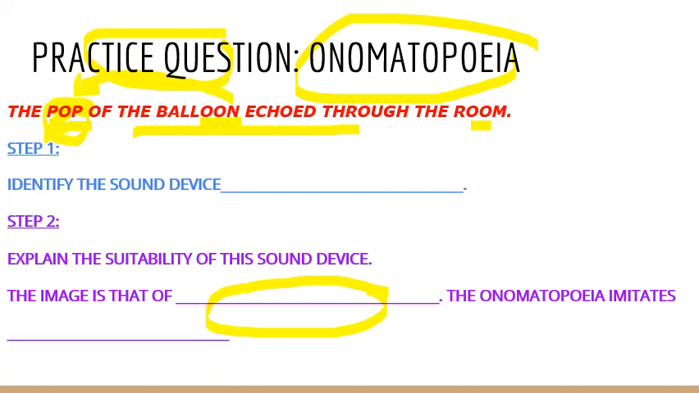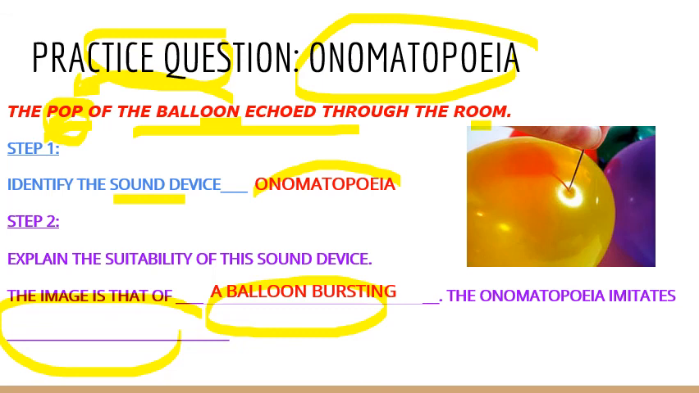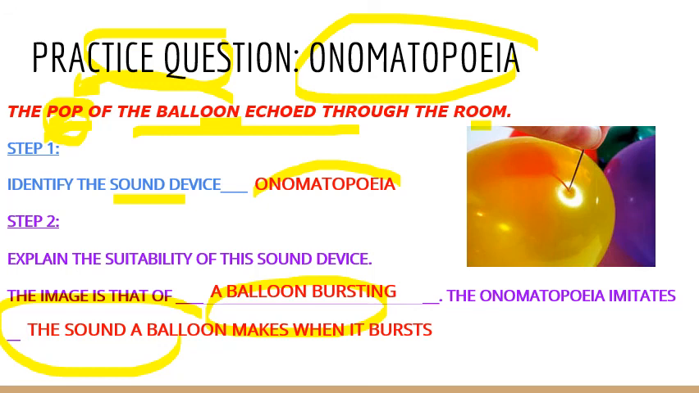So the onomatopoeia in this case then imitates exactly what the sound that the balloon is going to make. So you all know what's happening next in this picture. Once that needle goes through that balloon, it's going to make a horrible sound. And how am I going to describe that sound? I'm going to use onomatopoeia. So the sound device that I'm going to use is onomatopoeia. The image is that of a balloon bursting, and the onomatopoeia is imitating the sound that a balloon makes when it bursts and it goes pop.